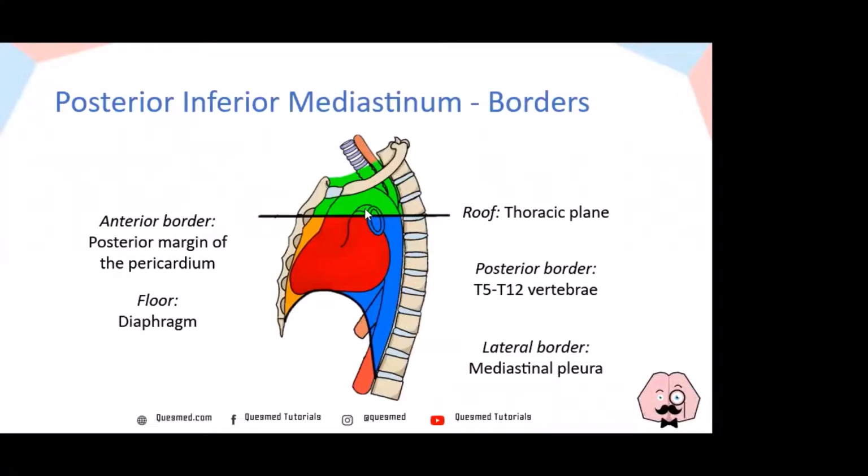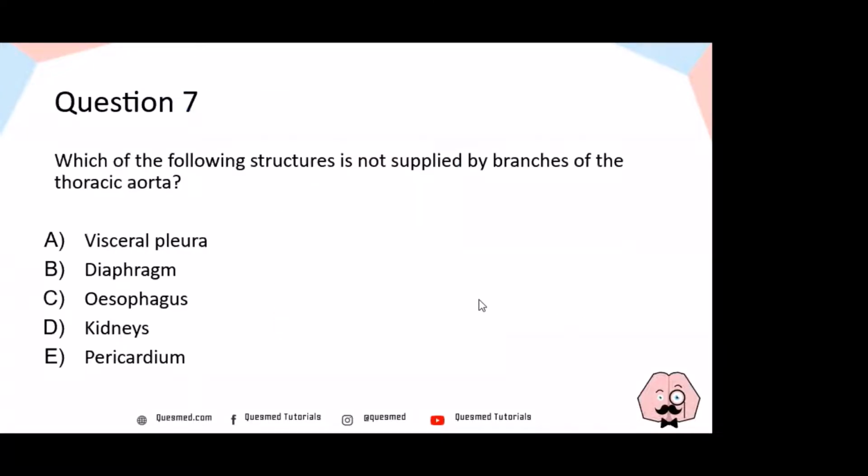So the posterior inferior mediastinum is, unsurprisingly, the posterior bit. So the anterior border is the posterior border of the pericardium, as we said. The floor is again the diaphragm. The roof is again the thoracic plane. And then the posterior border is the vertebral bodies, so T5 to T12. Next question.